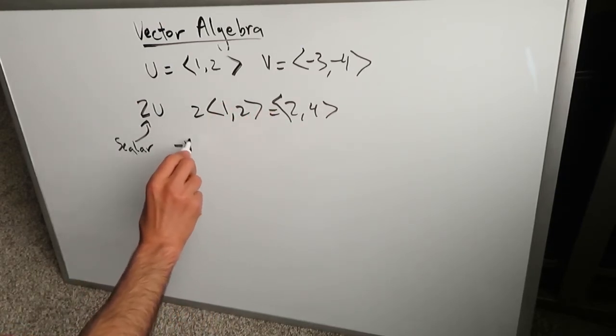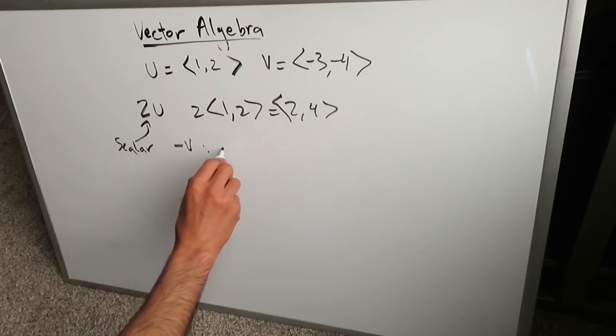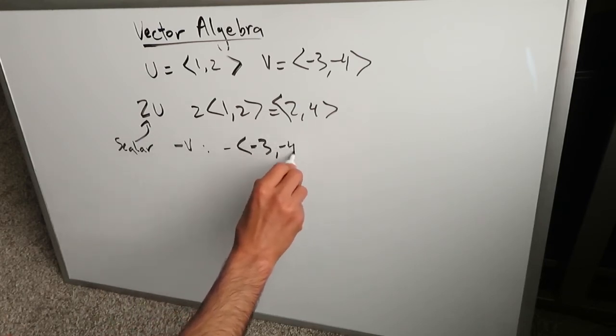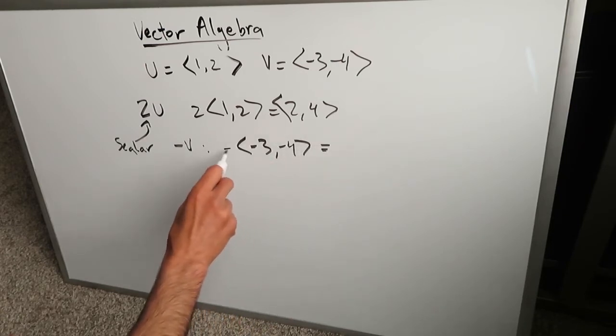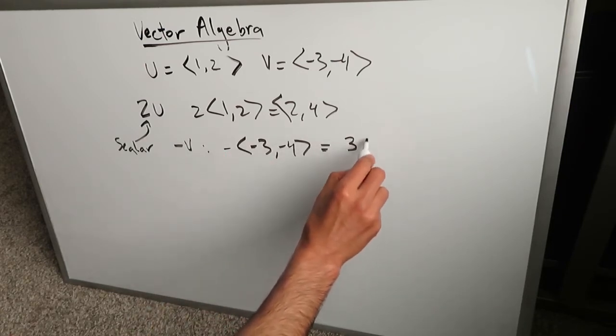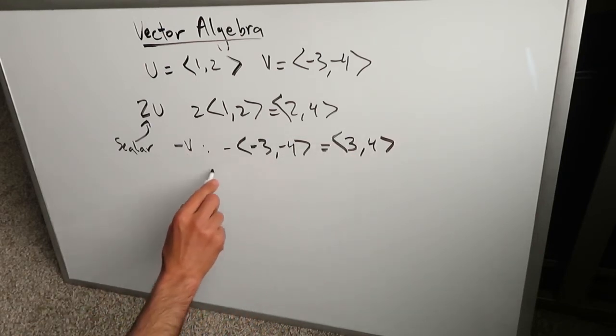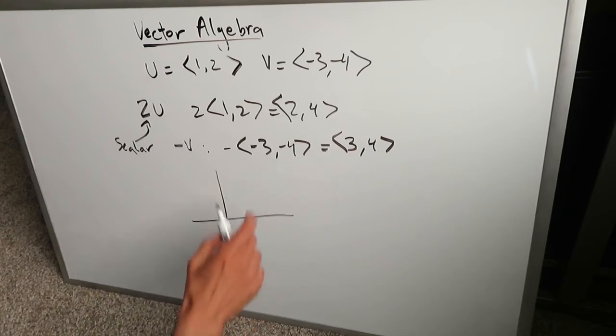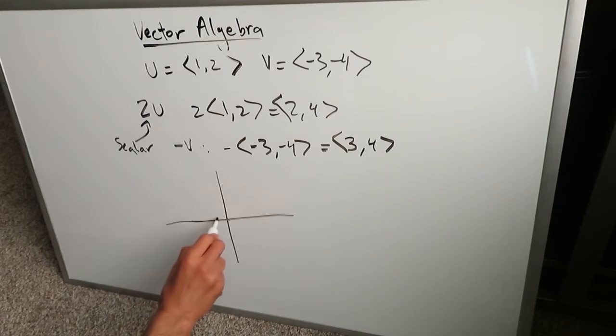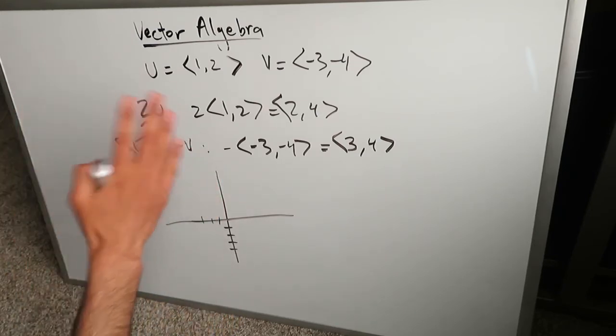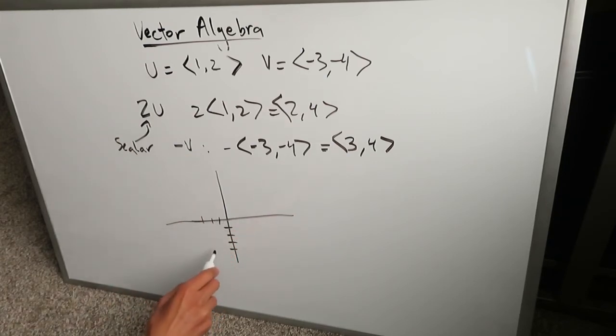How about if someone said minus v? Well, that'll be easy. It'll be minus, and you'll do minus 3 comma minus 4. Here's your scalar quantity of minus 1, and your resulting vector will be 3 comma 4. But what does it exactly mean? Let's look at this minus v. Let's look over here at v. If you plot v, which is minus 3 comma minus 4, what do you get? 1, 2, 3, 1, 2, 3, 4. Everything originates from the origin. Minus 3 comma minus 4 would be a vector coming in this direction. That's my v.